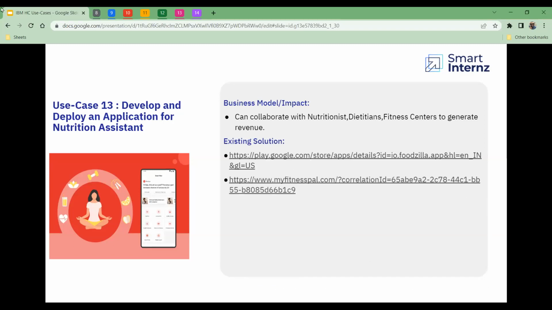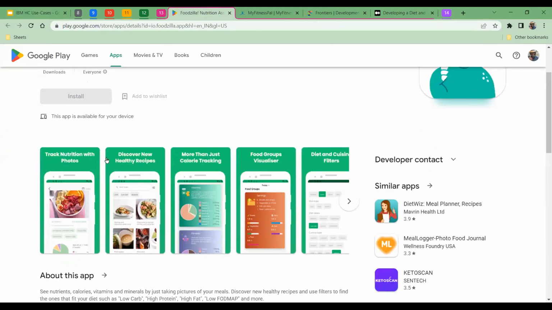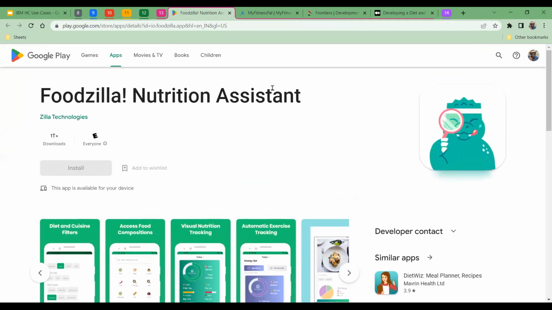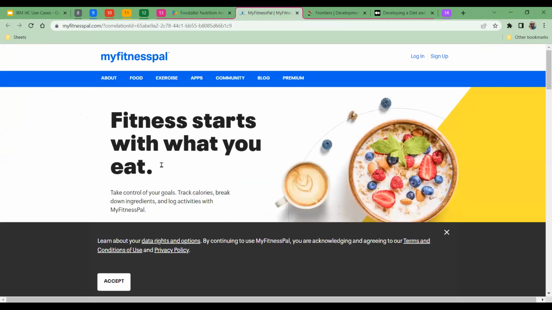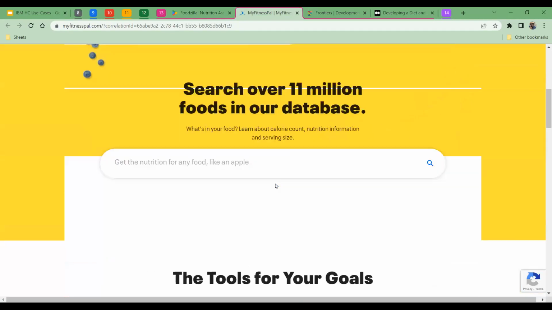Let's look into some existing solutions we have. We have these two applications. One is Foodzilla, an application that we can install now, where you can track nutrition with photos and discover new healthy recipes. They have different types of cooks, calorie tracking, and food groups. If you want to add people, you can add them and have challenges. They have a lot of things. The second one is MyFitnessPal. I have used this one earlier for tracking my fitness journey, and it's a good app.